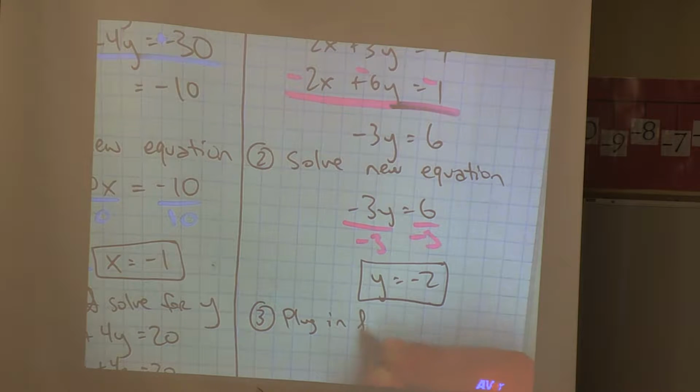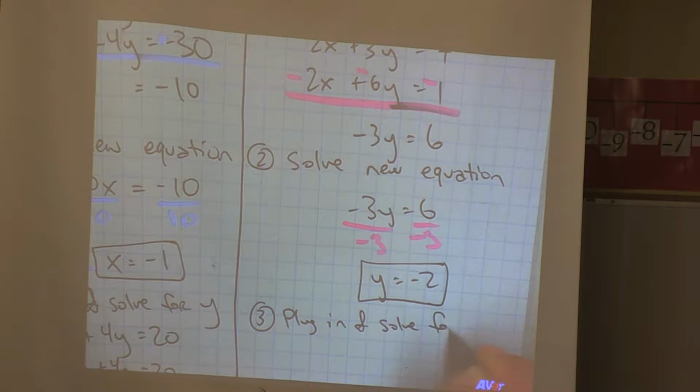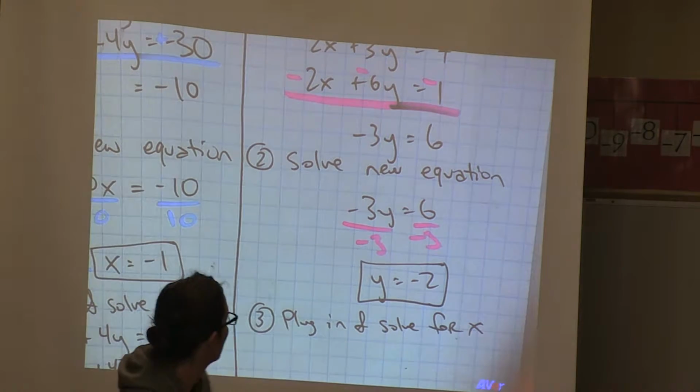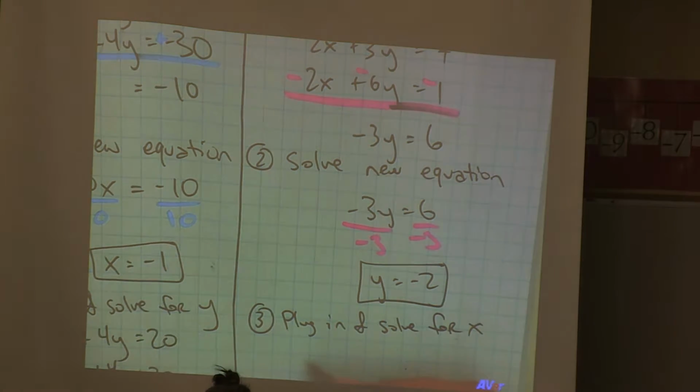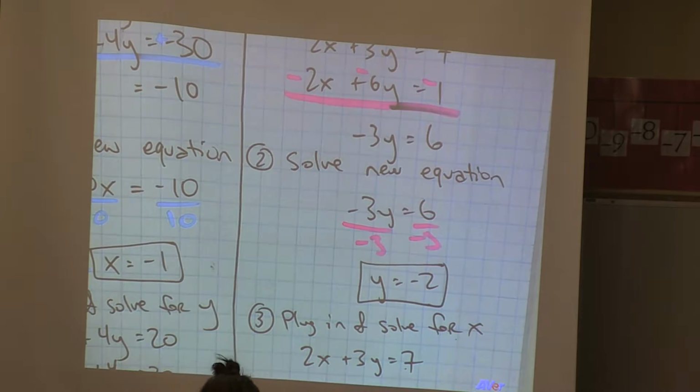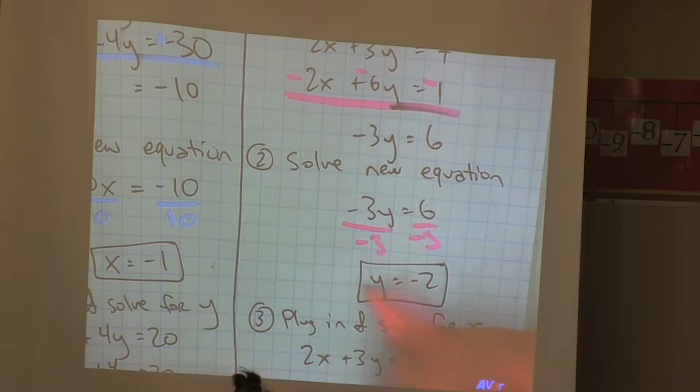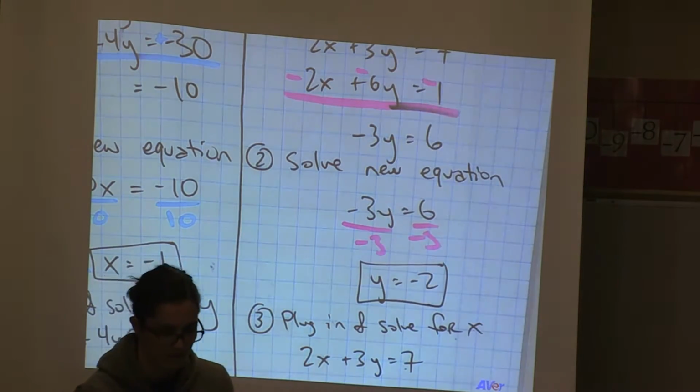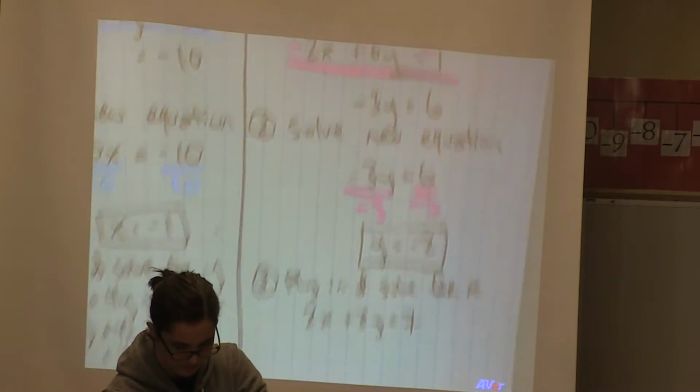Plug in and solve for x. We're going to go back to our very top equation, 2x plus 3y equals 7. Where am I going to plug negative 2 in? We're going to plug negative 2 forward.